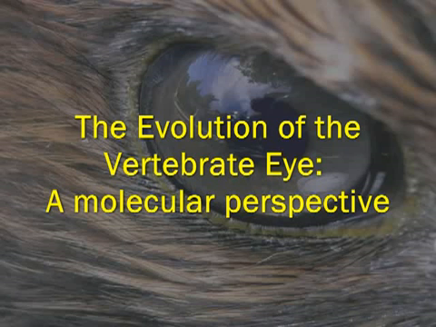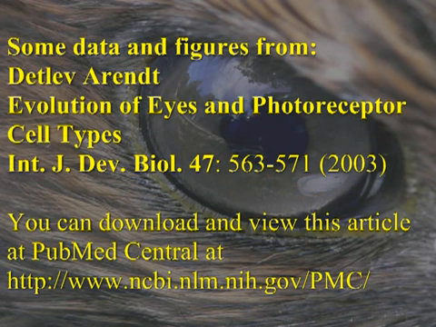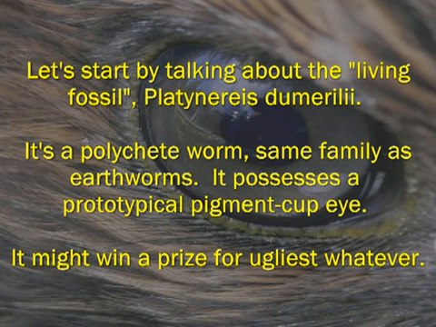The evolution of the vertebrate eye, a molecular perspective. Let's start by talking about the living fossil Platynereis dumerilii. It's a polychaete worm, same family as earthworms. It possesses a prototypical pigment cup eye. It might win a prize for the ugliest whatever.